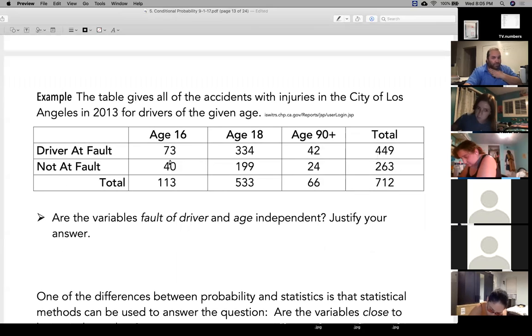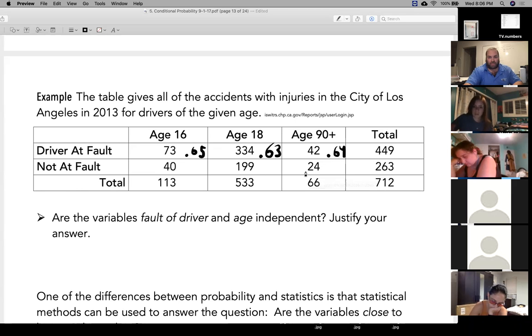What's 73 over 113? I'm going to put it here in the box just so we can have it. Does it have to be exact or can it be approximate? 0.646. So if you round up, it's 0.65. Okay, 0.65, let's say. And what's 334 over 533? 0.63. And what is 42 over 66? 0.64. Okay.